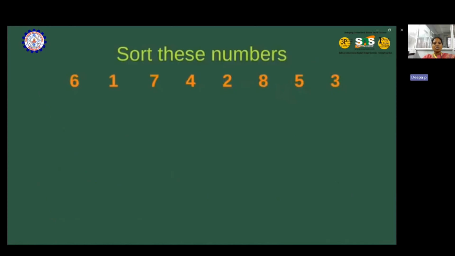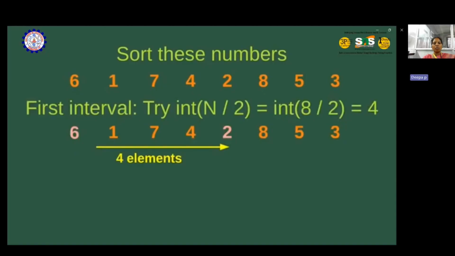The array can be sorted as 6, 1, 2, 7, 4, 8, and 5. This is the original sequence: n divided by 2, n by 4, etc. The first interval you can try is int n by 2, int 8 divided by 2 equals 4. So we need to take the first interval 6 to 2, in between the numbers of 4 elements.